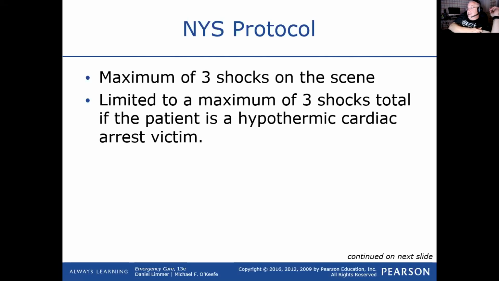So that's going to be at least 6 minutes. After that, you should be transporting before you shock again. They don't want people parked at the scene saying, I'm going to stay here till I make the patient better, right? So this is a life-threatening emergency. We need to get the patient to the hospital.